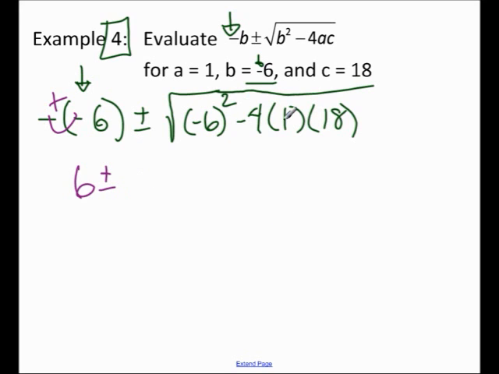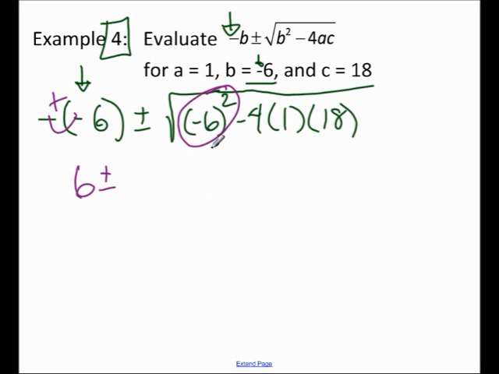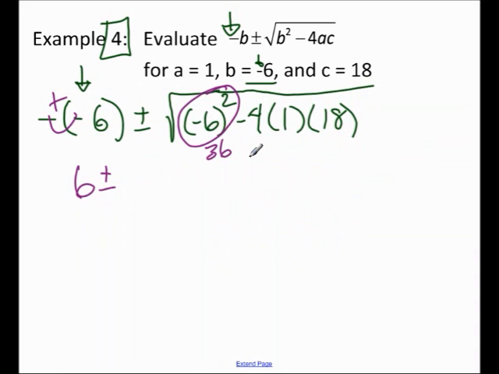Now when I'm simplifying in here, a lot of times I like to just think about, well, what's this part? 6 times 6 is 36. Doesn't matter whether it's negative or positive, because negative 6 times negative 6 is also positive 36. 4 times 18, what's that big number? 72, I think. So 36 minus 72 is going to leave the number inside the square root to be a negative 36. Well, that worked out nice.